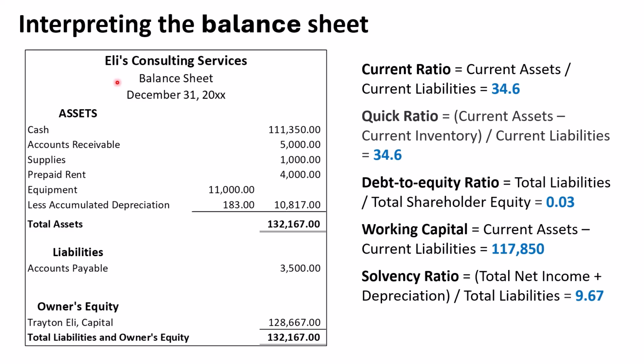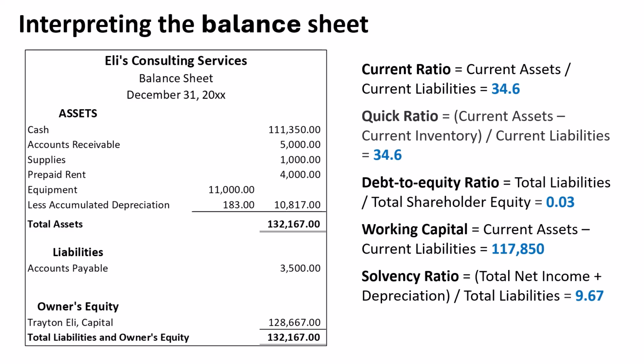Let's now look at Eli's Consulting balance sheet. The balance sheet helps us answer a lot of questions about the company's assets, liabilities, and owner's equity. Ratios are very helpful in analyzing the balance sheet. Some of the key balance sheet ratios are the current ratio, quick ratio, debt to equity ratio, working capital, and solvency ratio. Let's calculate the current ratio for Eli's Consulting.